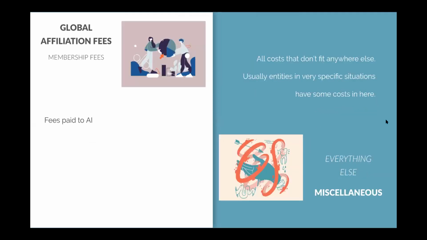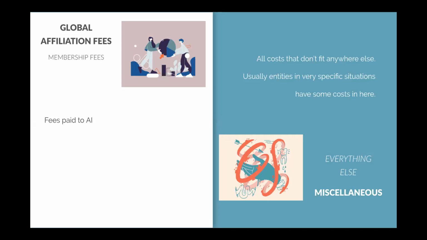Cool. Then we have global affiliation fees. That's a very simple one to explain. So these are simply the fees that are paid to AI. So these are your membership fees. And if you're having a cost structure in your entity and you're mirroring from LC to MC, this would also be the fees that LCs would pay to the MC, right?